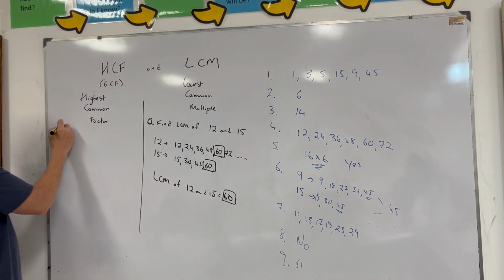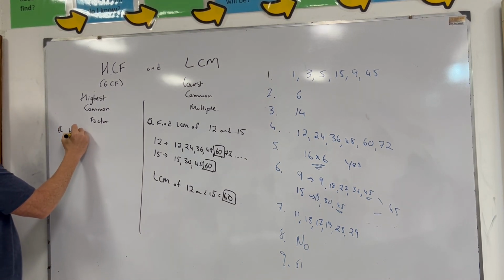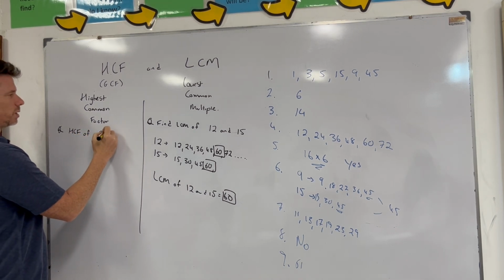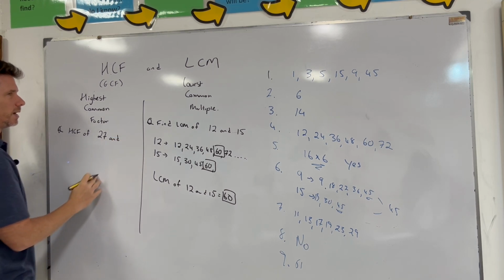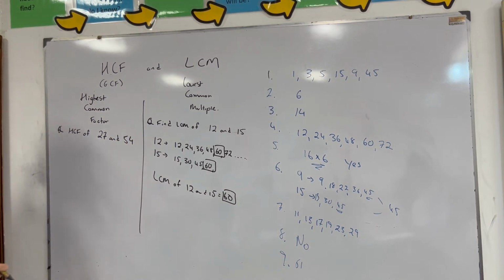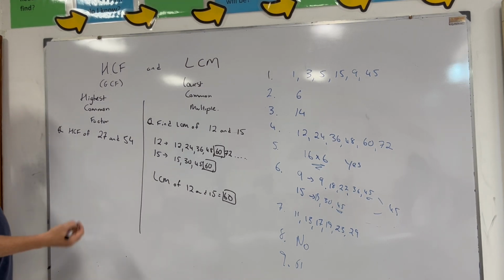Highest common factor using a similar method. HCF of 2 numbers. Let's use larger numbers: 27 and let's say 54. The highest common factor of 27 and 54. Well, I'll use the listing method.